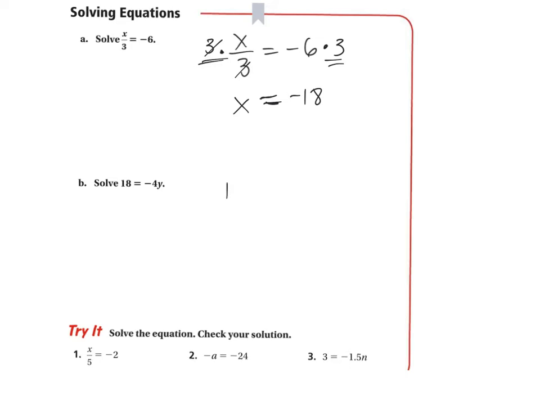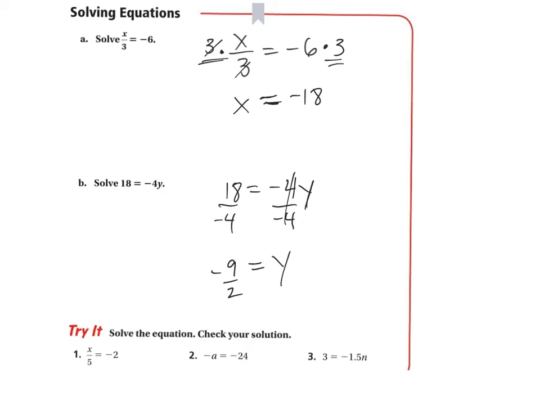Over here, we have 18 is equal to negative 4y. Again, I want to make sure I isolate this variable y. Negative 4 times y, so dividing by negative 4 on both sides is going to give me y on this side all by itself, which is what I want. 18 divided by negative 4 doesn't come out evenly, but we can divide both by 2, and we end up with negative 9 halves, and I'm okay with just leaving that.